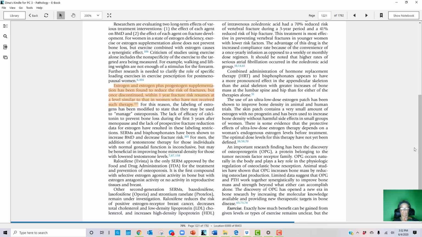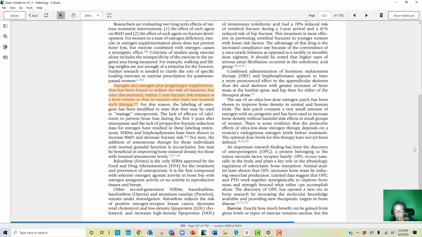Estrogen and estrogen plus progestogen supplementation has been found to reduce the risk of fractures, but once discontinued, within 1 year fracture risk resumes at a level similar to that in women who have not received such therapy. For this reason, the labeling of estrogens has been modified to state that they may be used to manage osteoporosis. The lack of efficacy of calcitonin to prevent bone loss during the first 5 years after menopause and the lack of prospective fracture reduction data for estrogen have resulted in these labeling restrictions.